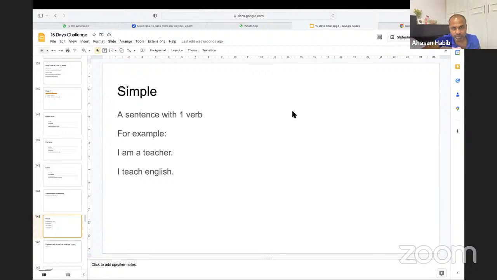So simple equals one verb, or one verb equals simple sentence. For example, I'm a teacher, I teach English. In the first sentence, I'm a teacher, am is one verb, and in the second sentence, teach is one verb. So it's a simple sentence. Is it clear? If it is clear, please type in the chat box clear.